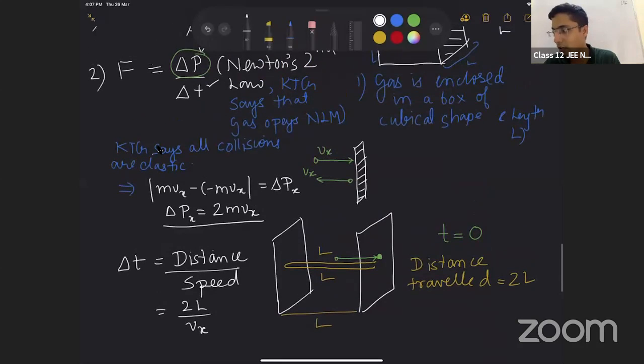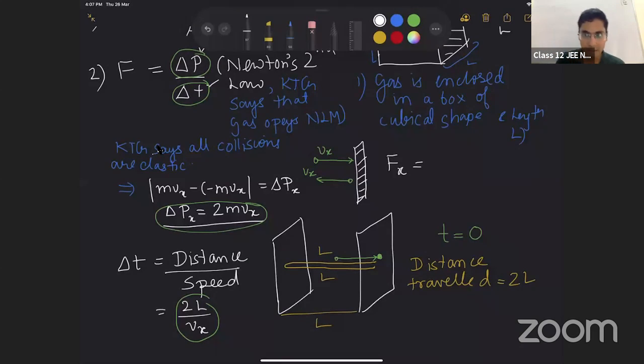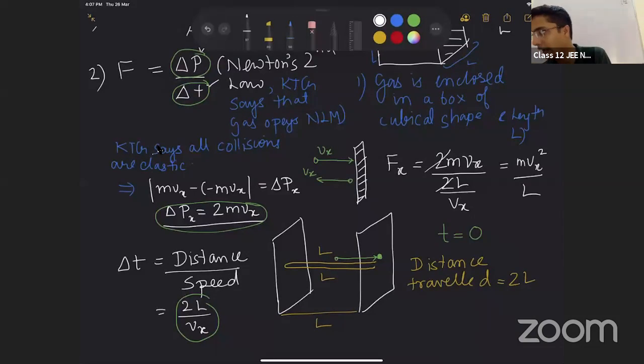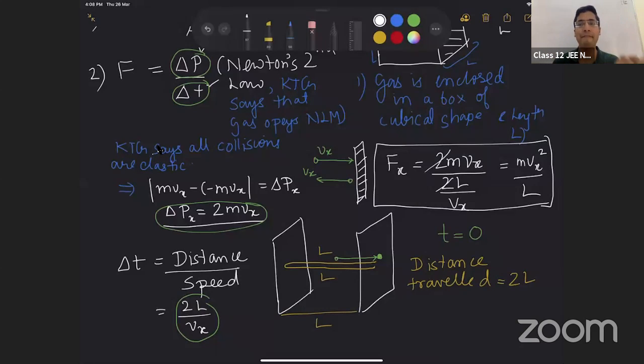So we know delta t also. If I come up, I know delta t from here. This is delta T, and I know delta P. So if I now write down the expression for force in the x direction, force in the x direction is 2 mvx upon 2L upon Vx. So this 2 and 2 get cancelled. This becomes mvx square by L. So if you remember, this was the derivation I did. So the force becomes mvx square by L. So this is the end of the second step.